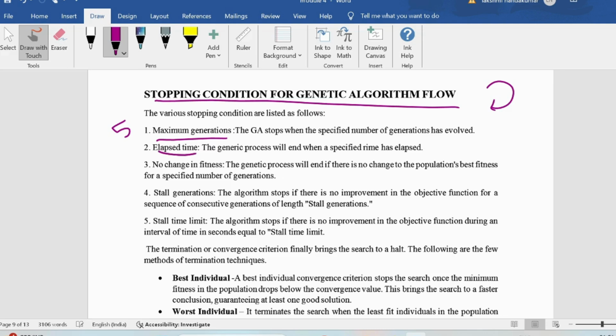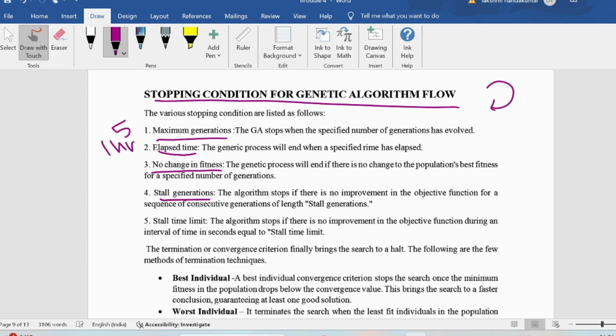The next is the elapsed time, that is, we are going to say that this algorithm should run for the next 1 hour. So after 1 hour, the population that is available will be the solution. Next is when the fitness value no longer changes, that is, whenever you are doing the next generation you get the same fitness again and again, with no change in that value. So you can understand that however many times you run it, it is not going to generate any new set of population. That is called no change in fitness. So again we can understand it is time to stop.